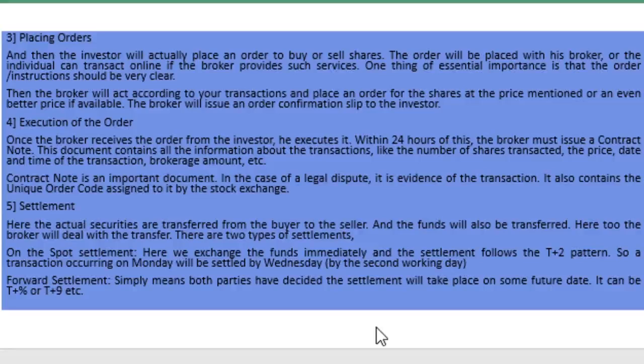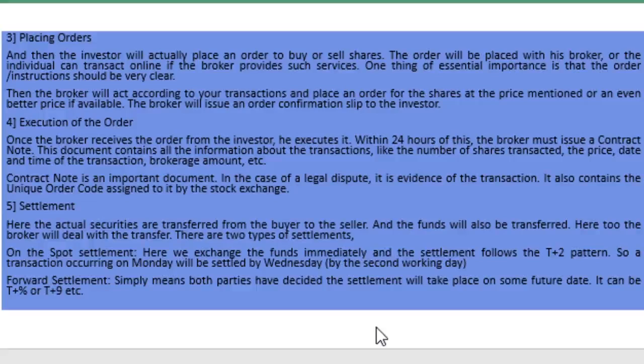Here the actual securities are transferred from the seller to the buyer, and the funds will also be transferred. Here too the broker will deal with the transfer. There are two types of settlements. In spot settlement, they exchange the funds immediately, and settlement follows the T+2 pattern. So a transaction occurring on Monday will be settled on Wednesday, the second working day.